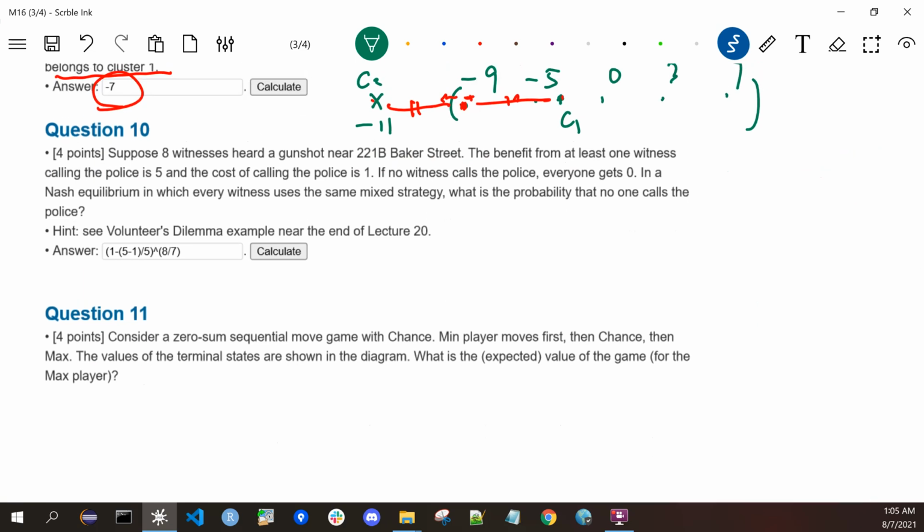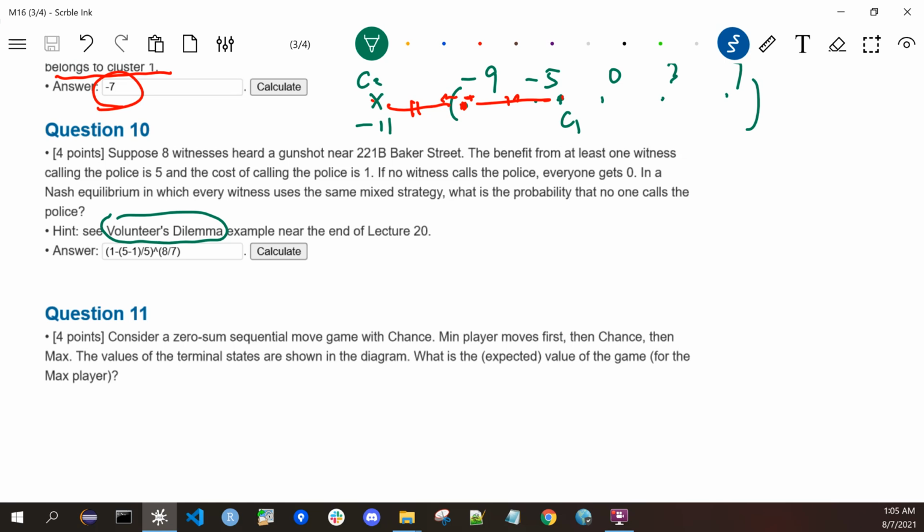So the next question is called the volunteer's dilemma, and I went through this question in the pre-recorded lecture, but I did not have time to go through this during the actual lecture. We'll actually play this game sometime next week. But in any case, let's solve this.